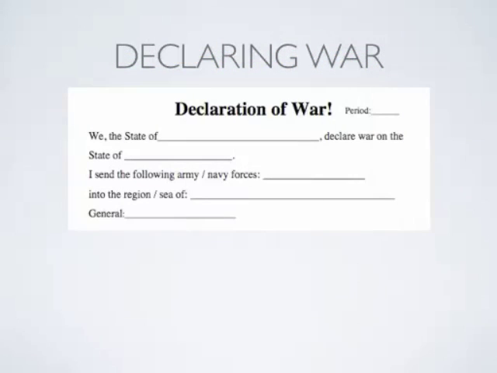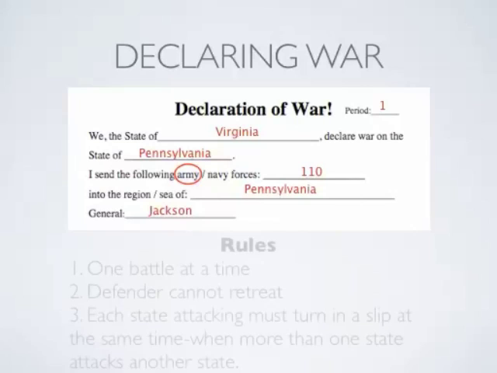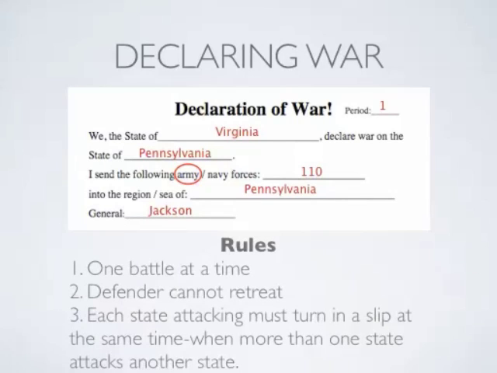This is a declaration of war slip, as you can see at the top. We'll fill out what period we're in. The state of Virginia is declaring war on the state of Pennsylvania, sending the following army at 110 into Pennsylvania, and then of course you put your name at the bottom.